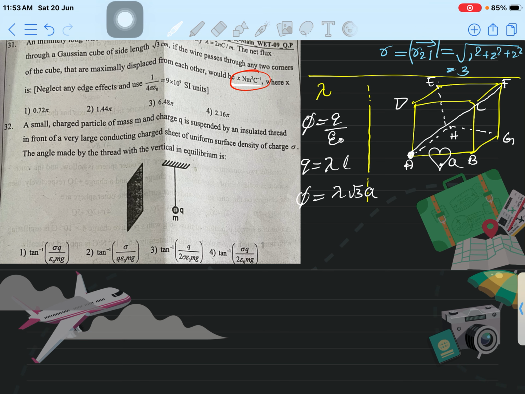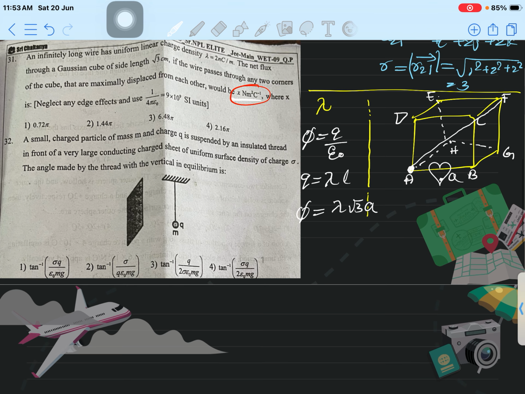So what is lambda? Lambda is given, a is also given, and flux is equal to, you need to substitute the values. Lambda is 2 nanocoulomb, that is 10 power minus 9 coulomb, into root 3 value into a, which is side length. Side length of the cube is root 3 centimeters. Okay, centimeters should be converted into meters, so multiplied with 10 power minus 2.